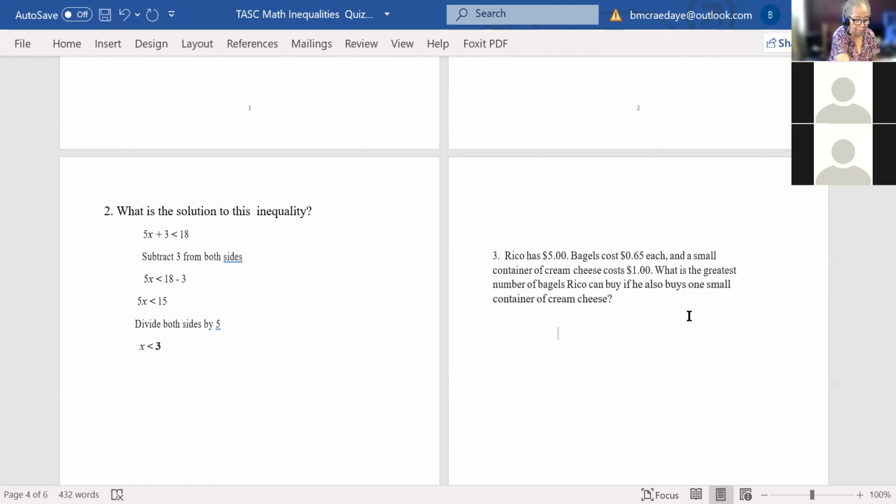Now, what does he have to spend? $5. That's what he's limited to. That's all he has, right? Now, what is he buying? He's buying bagels, and what else? Cream cheese. Okay, so what goes on the left side? First thing, bagels.